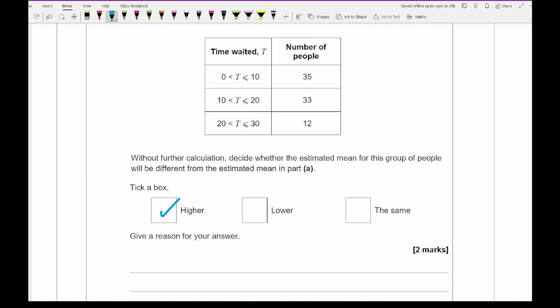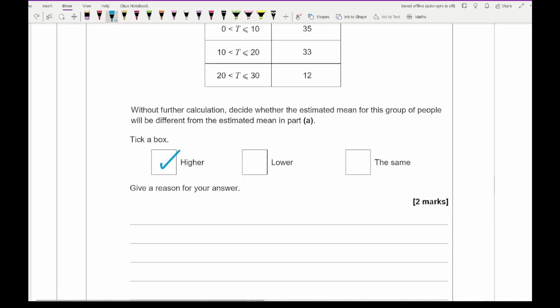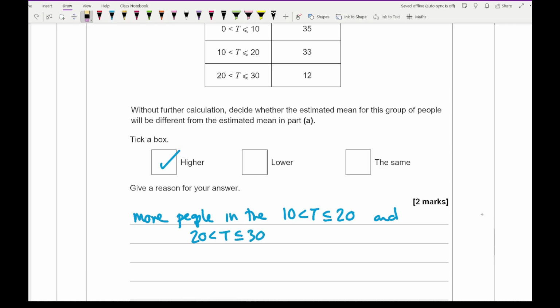Now the reason why it's going to be higher, if I just move across, I've got more space, is that there are more people in the 10 to 20 and 20 to 30, and I should get rid of that line there, not that they'll probably penalise me for it, but there you go. So this will increase the mean time to wait. So something along those lines would be absolutely fine.